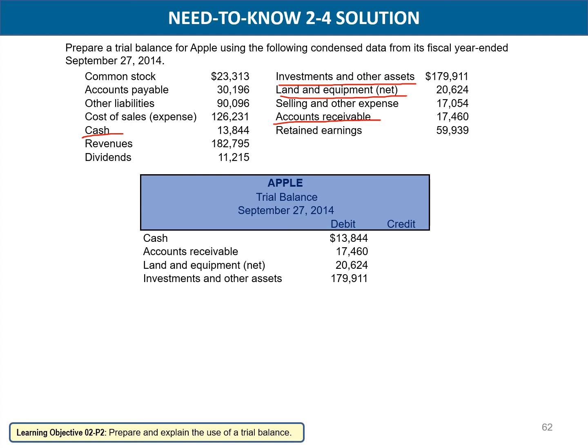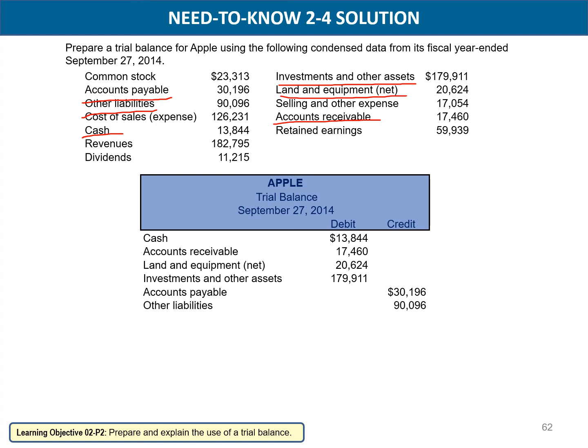So then next, I would say, all right, liabilities are supposed to go next. What liabilities do I have? I have accounts payable, other liabilities, and I think that's it. So then I pull down my liability accounts. Accounts payable belongs in the column on the right because accounts payable is a liability and liabilities are increased with credits.